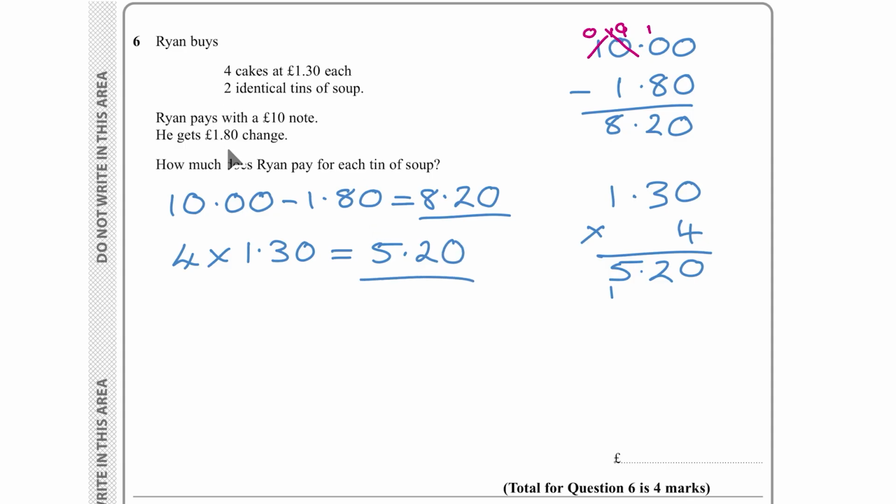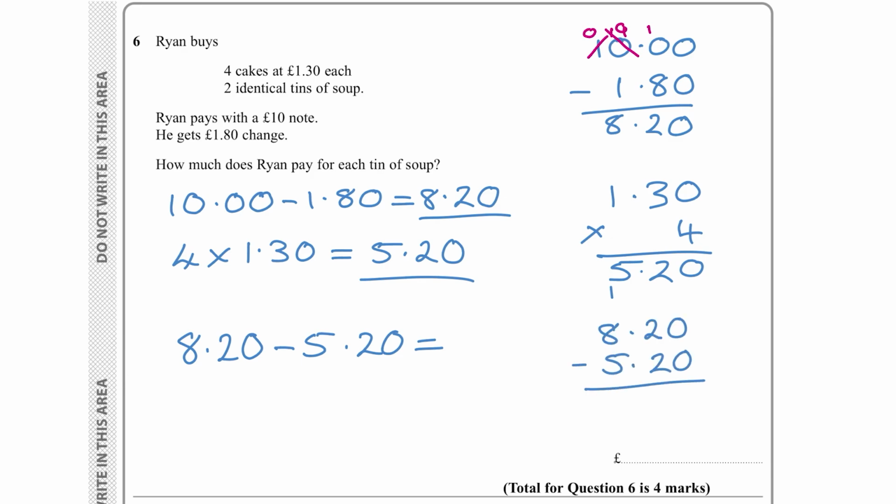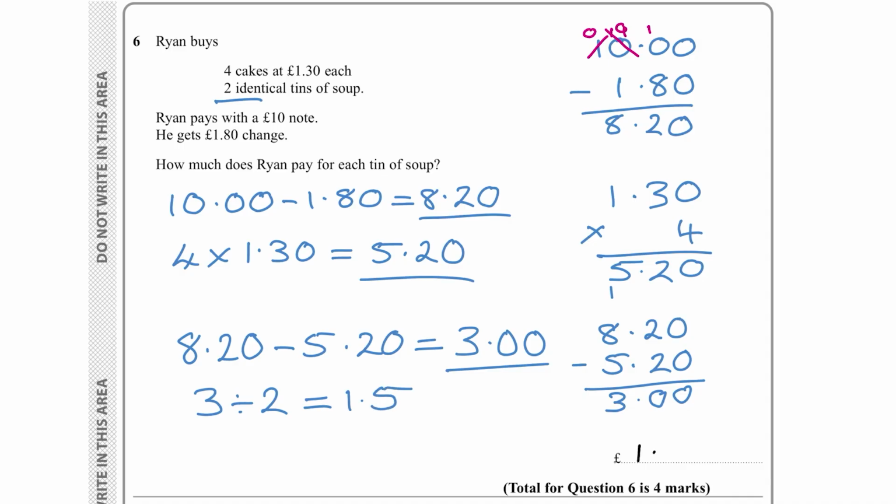And then how much does he pay for each tin of soup? So we do £8.20 minus this £5.20. And we can see that equals 3, but show your working. 0 minus 0, 0. 2 minus 2 is 0. Decimal point in the same place. 8 minus 5 is 3. Put that there. And then we had 2 tins of soup. So we're going to do 3 divided by 2, which will equal 1.5. And that's your answer, £1.50.